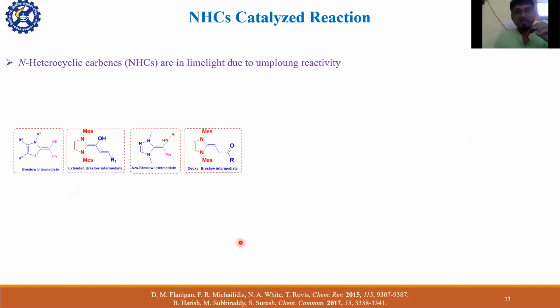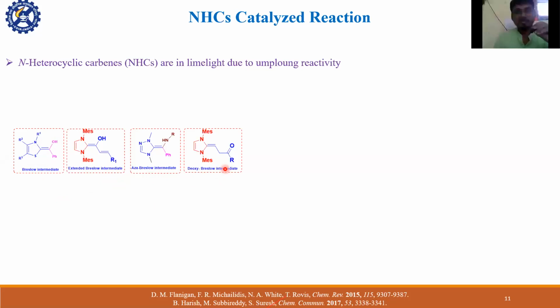Now we discuss NHC reactions. Basically, four intermediates are involved: the Breslow intermediate, the extended Breslow intermediate, the aza-Breslow intermediate, and the deoxy Breslow intermediate. When an aldehyde reacts with carbenes, this forms the Breslow intermediate. If an alpha-beta unsaturated aldehyde reacts with carbenes, then it forms the extended Breslow intermediate. If an imine reacts with carbenes, this forms the aza-Breslow intermediate. And if a Michael acceptor reacts with carbenes, it is known as the deoxy Breslow intermediate.